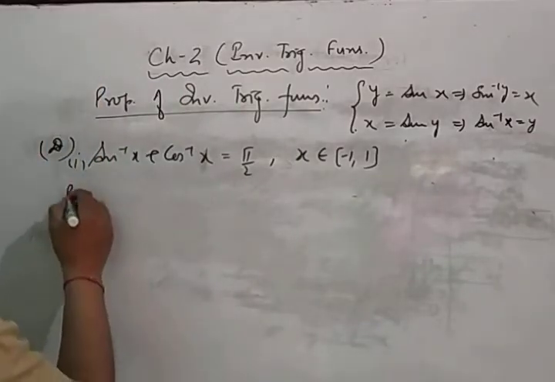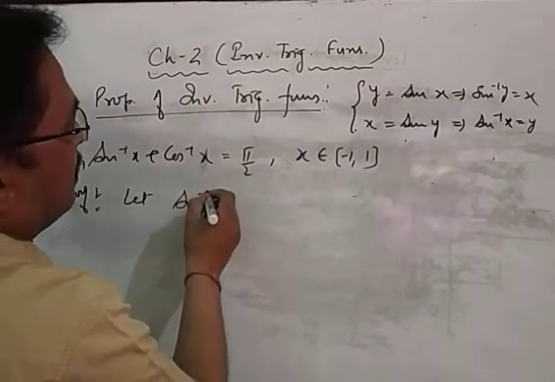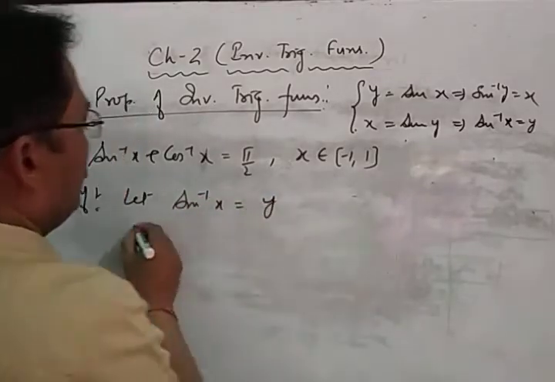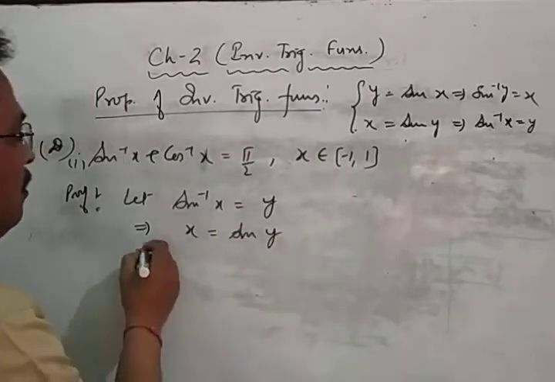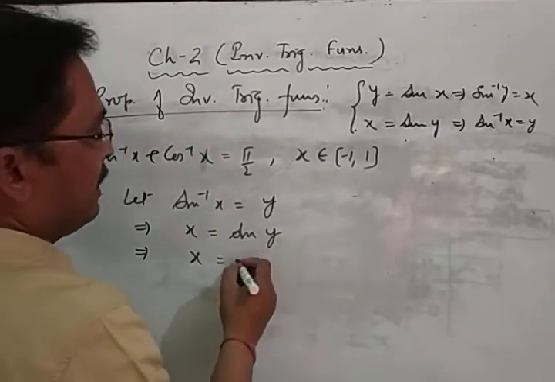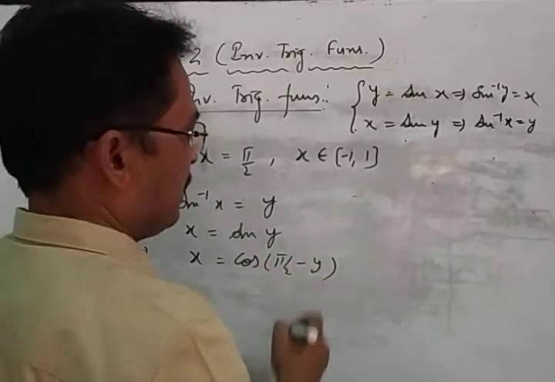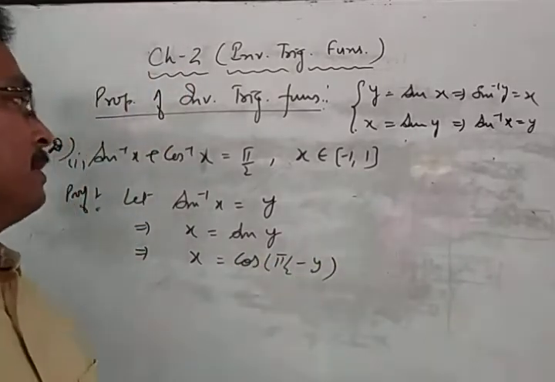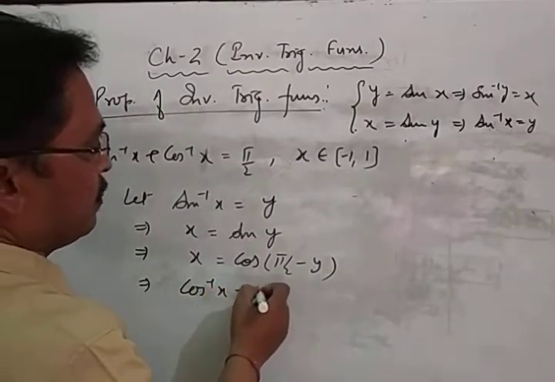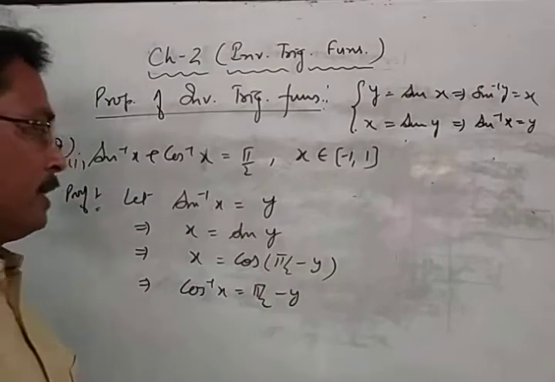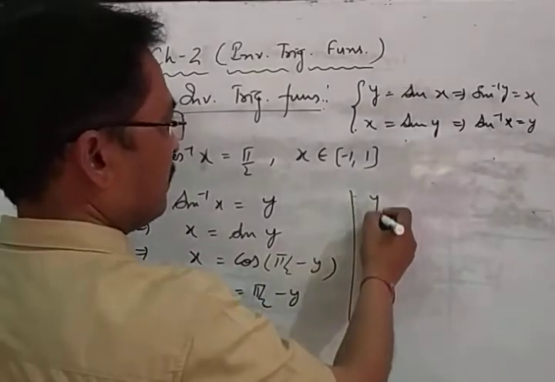Let sine inverse x is equal to y, so this implies x equal to sin y, or x can be written as cos pi by 2 minus y, since cos pi by 2 minus theta is sin theta, or this implies cos inverse x is equal to pi by 2 minus y. Clear?